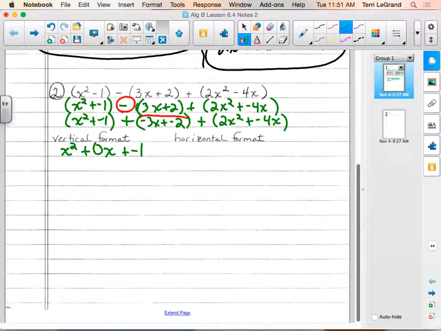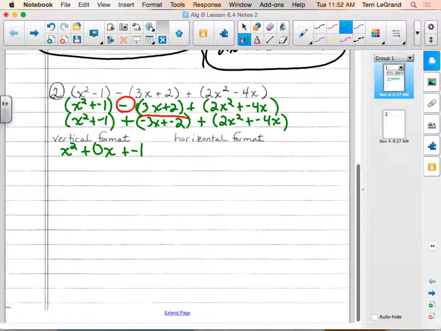You know what? If it starts with x to the 6th power, then the next one down would be x to the 5th. The next one down would be x to the 4th. The next one down would be x to the 3rd. The next one down would be x to the 2nd. The next one down would be x, which is x to the 1st. And the last would be the constant. So we need to put those placeholders in there, okay?